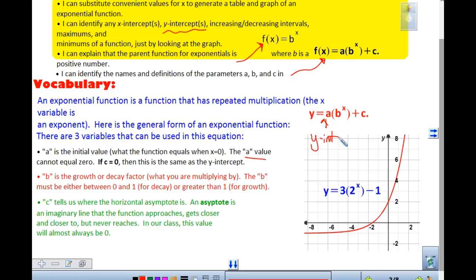Okay? So if we are looking at this one, Ray, you want to read for us for the b? b is the growth or decay factor, or your multiple. The b must be either between 0 and 1 or greater than 1. If it's between 0 and 1, that would mean it's decaying, and our graph is going to go down to the right. If it is growth, it's going to be greater than 1. So this is usually what you are multiplying by.